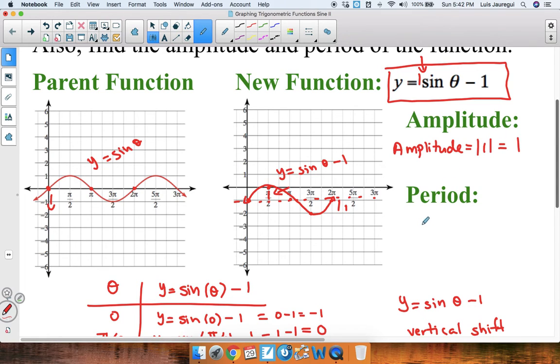And in terms of the period, one finds the period by taking the period of sine of theta, which is 2 pi, and dividing that by the absolute value of the coefficient of theta. And the coefficient of theta here is also an implicit 1. So we have 2 pi divided by the absolute value of 1, which is the same as 2 pi divided by 1, or simply 2 pi. So the period of y equals sine of theta minus 1 is still 2 pi radians.